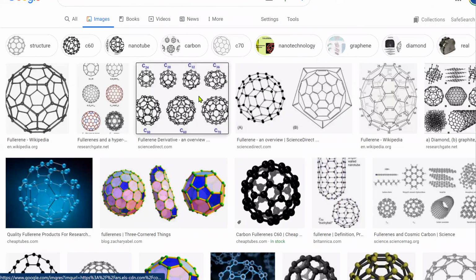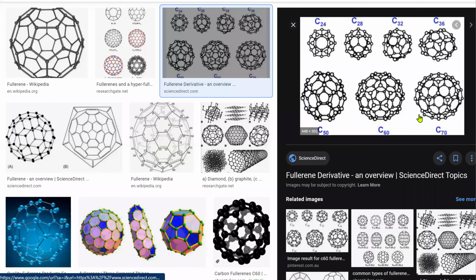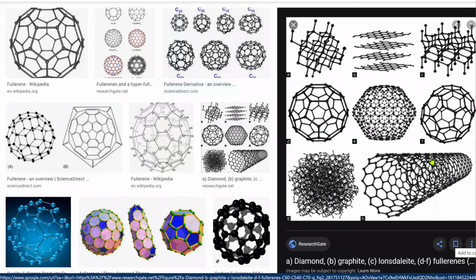You could have a 60 carbon atom structure, or a 70 carbon atom structure, or a 24 carbon atom structure. So many different types of structures are possible. So these are fullerenes. These are your nanotubes. Okay, is this clear?